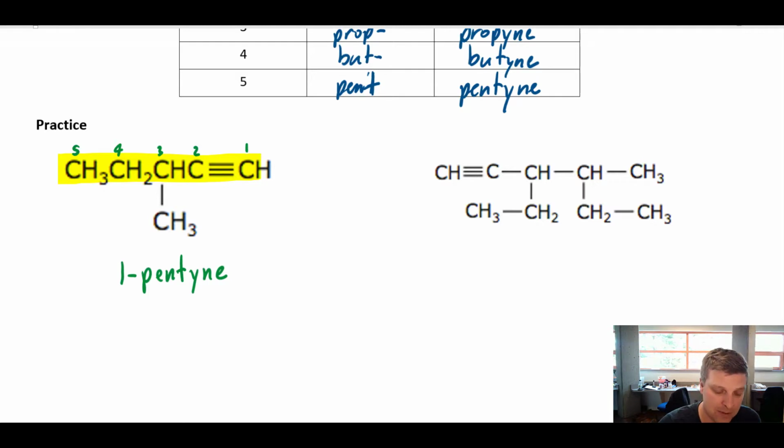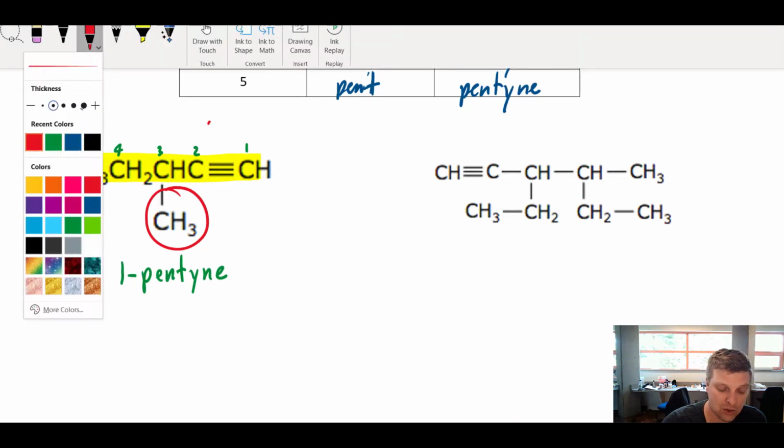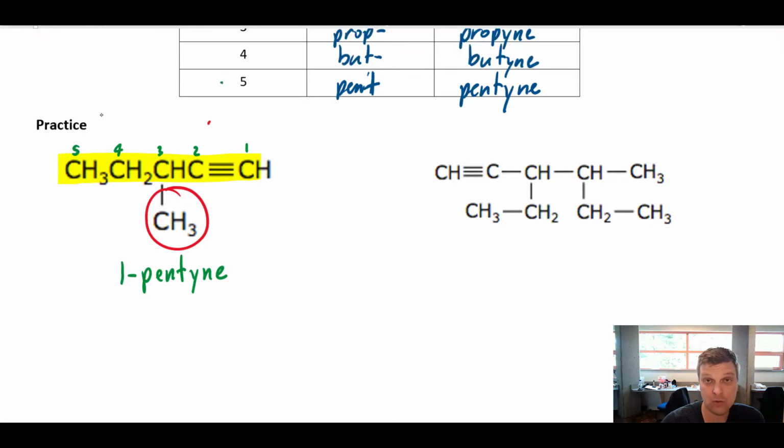Now I'm not quite done because there is a branch here. It's a single carbon branch, so that will be a methyl group because it's a single carbon, and it's located on the number 3 carbon, so this would be 3-methyl-1-pentyne. Good fun. Let's try this next one here.